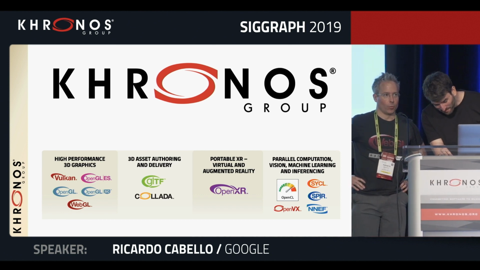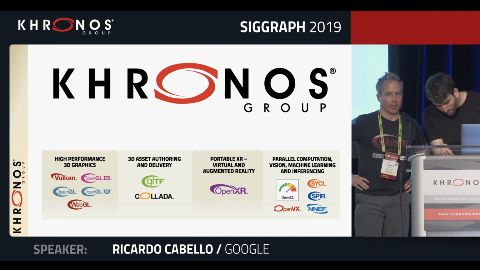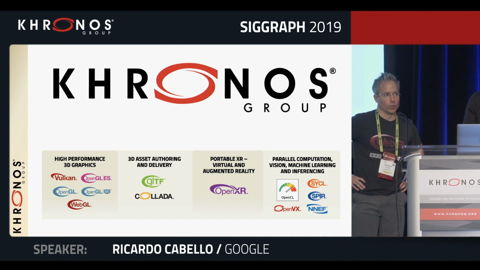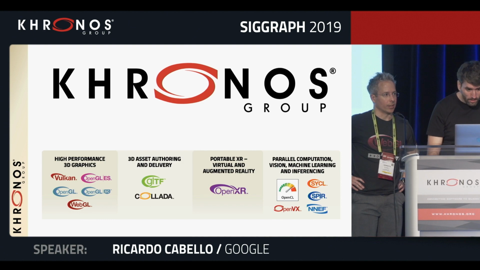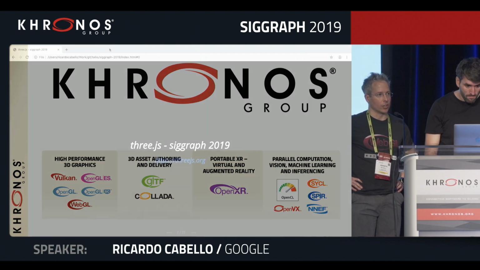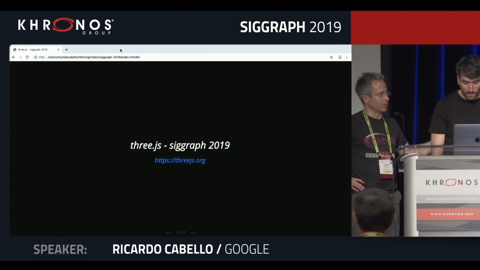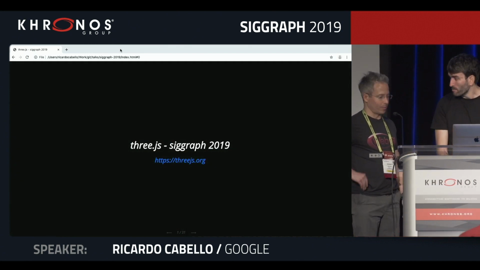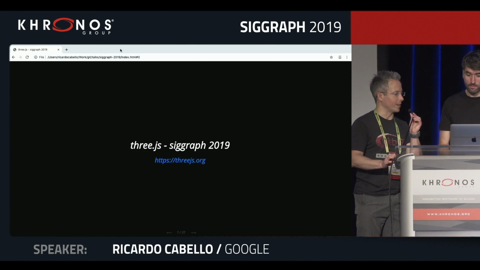So if you're using WebGL, you're probably using three.js. Three.js is the way that most websites get access to WebGL. It's a well-designed, thoughtful API that has a ton of features and a huge community around it. And Ricardo leads that effort in that community. So please share with us what's new in 2019 in three.js.